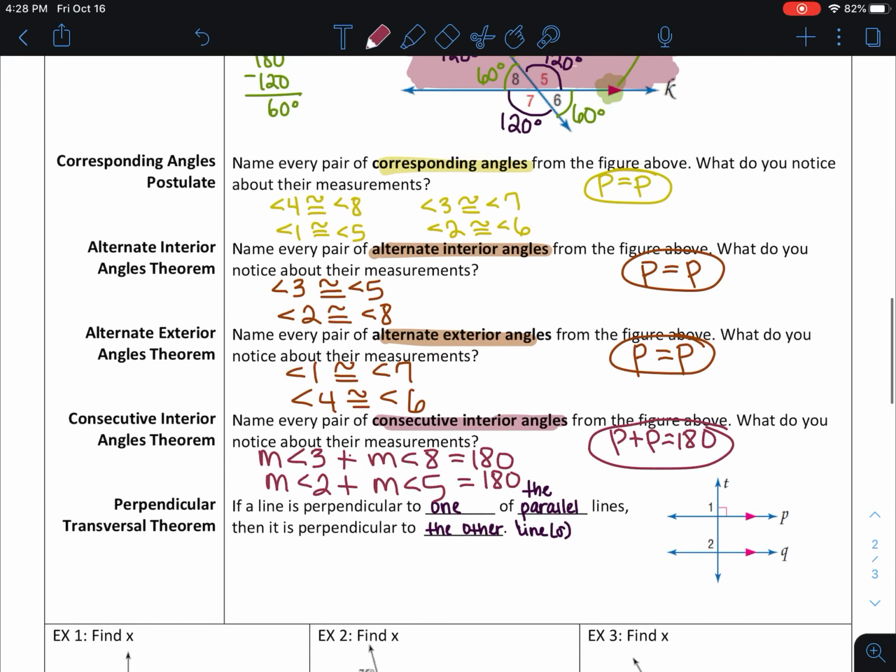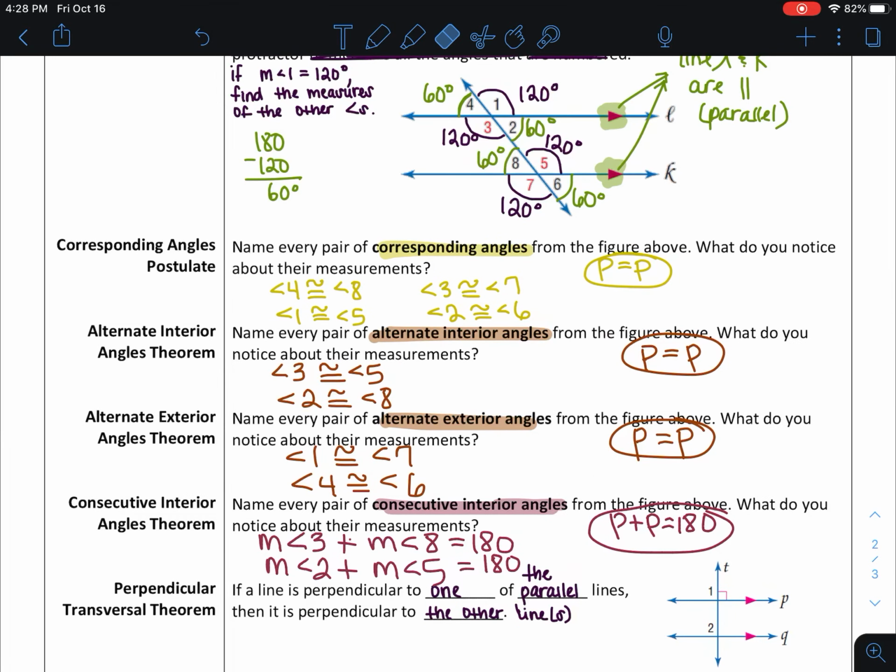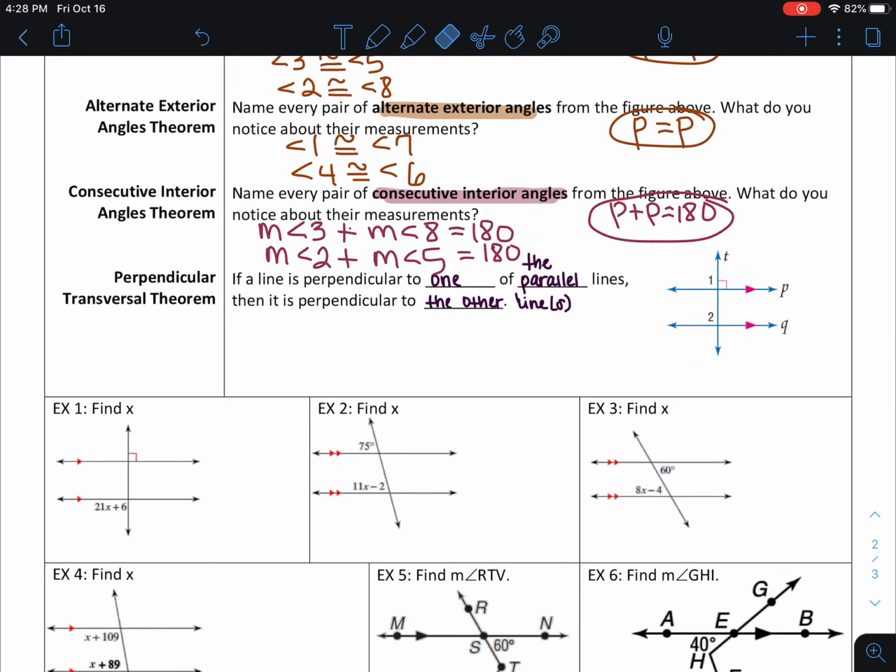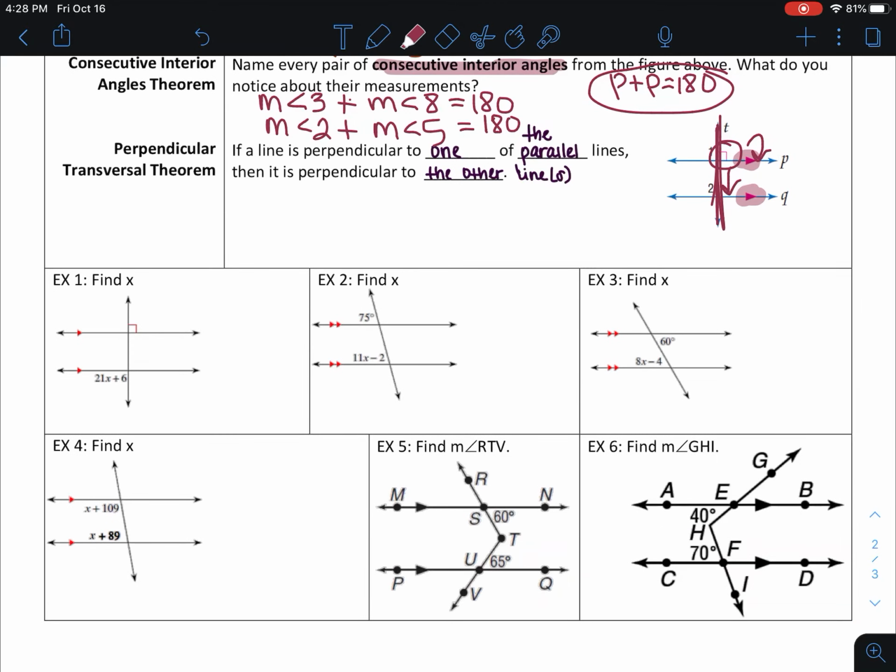Okay, perpendicular transversal theorem. Let me erase this real quick. So basically this one just says if a line is perpendicular to one line, then it's perpendicular to both lines if they're parallel. Okay? So that's that. And don't forget that these little arrows right here mean parallel. Okay, some examples.